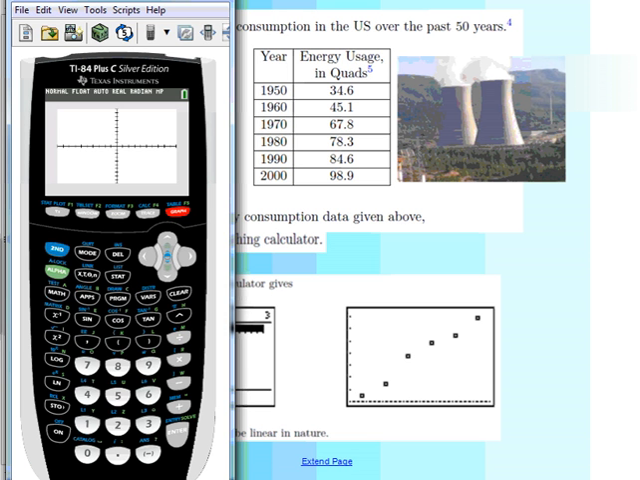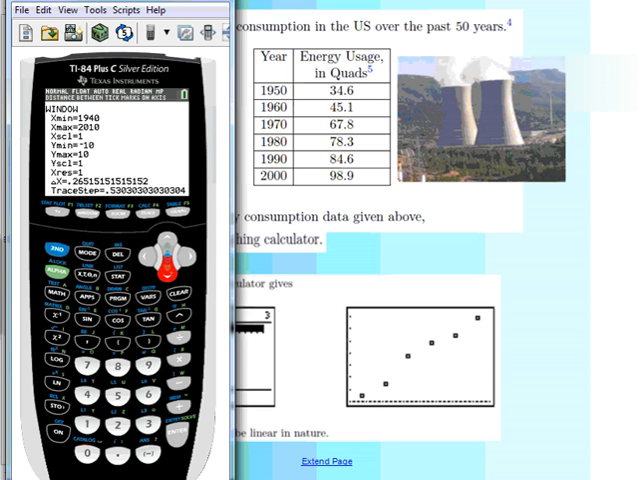So now we got to go to the window. Everybody go to window. What's the X min? For our X's, what was the smallest one? 1950. But I'm going to say, let's go with 1940. Always better to give your data a little bit of room to breathe. Otherwise, you might miss a point at the very bottom of your graph. The X max, the biggest X, 2000, but let's give it a little room to breathe, so maybe 2010.